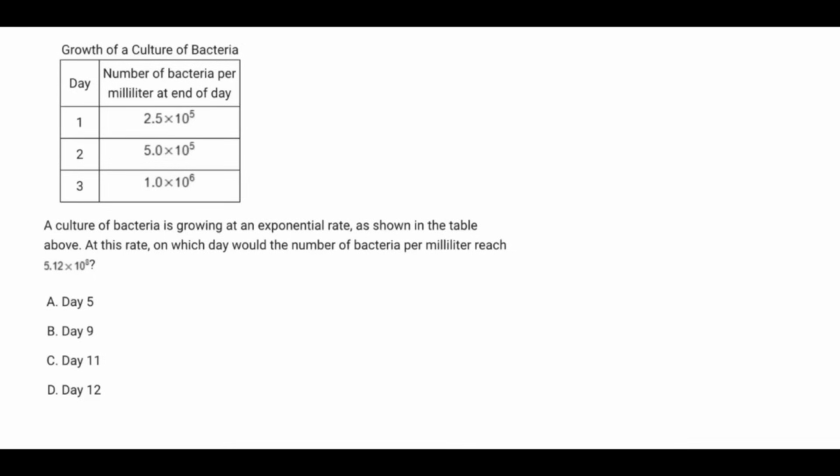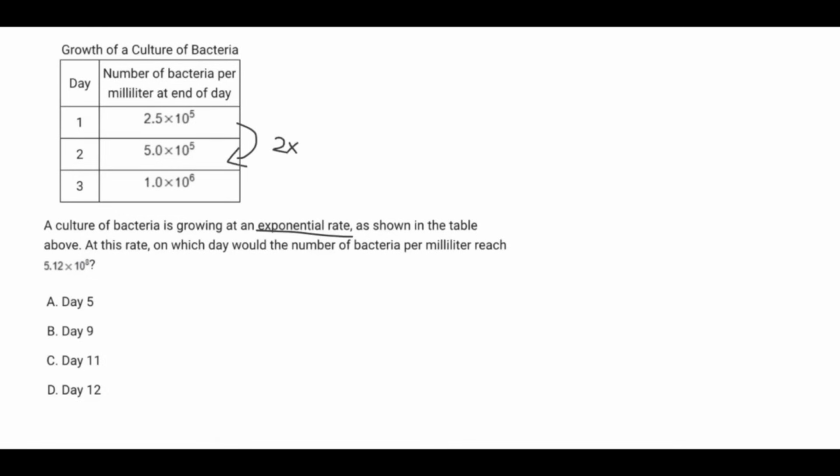A culture of bacteria is growing at an exponential rate as shown in the table above. At this rate, on which day would the number of bacteria per milliliter reach 5.1 times 10 to the power of 8? All right, so the first thing I want to do is just find the factor or the scale. It's known as the common ratio, and since it is growing at an exponential rate, we know it's a geometric sequence. So from 2.5 times 10 to the power of 5 to 5.0 times 10 to the power of 5, that's going to be a scale factor of 2.